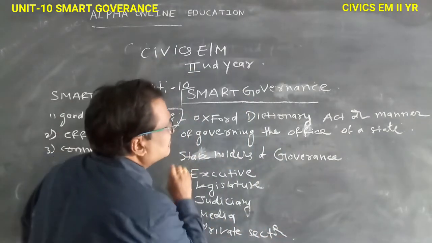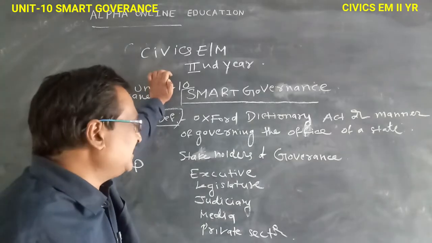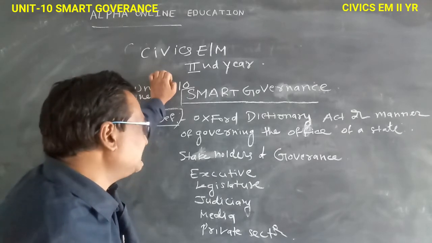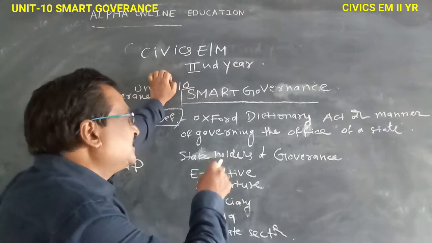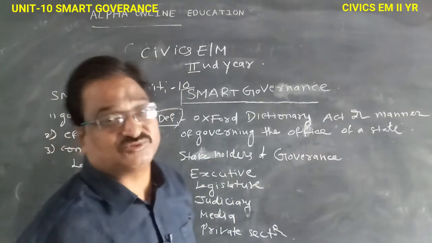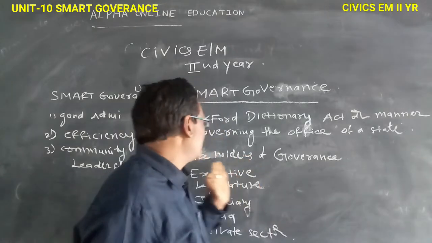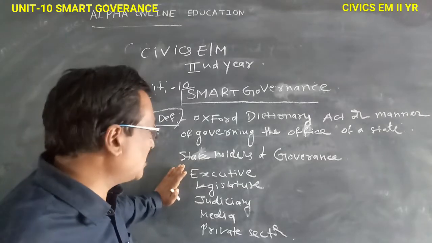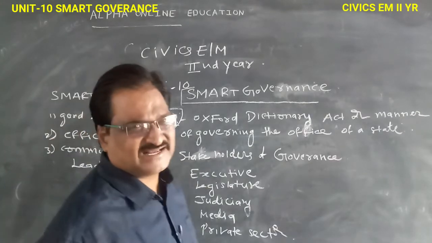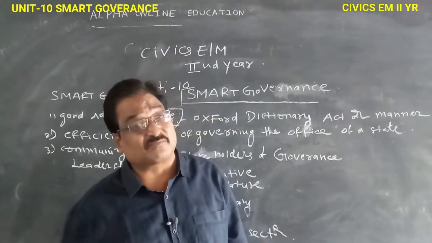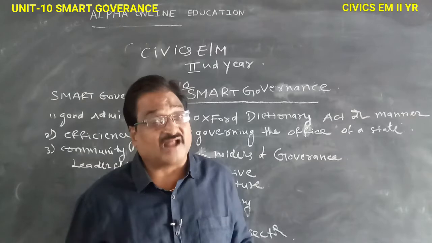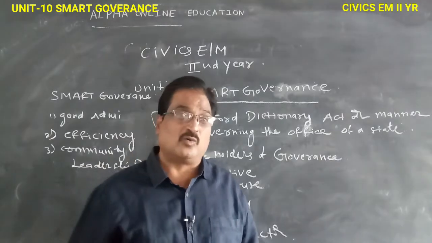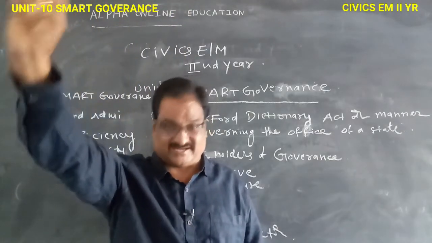Okay, so the stakeholders of governance: the executives, the legislatures, the department, the media, the private sector. These are our stakeholders of governance. For example, the executives. You know nowadays all office work, once upon a time clerks and typists in the office. Now there is no typist and no office assistant, only computer operators. Okay.